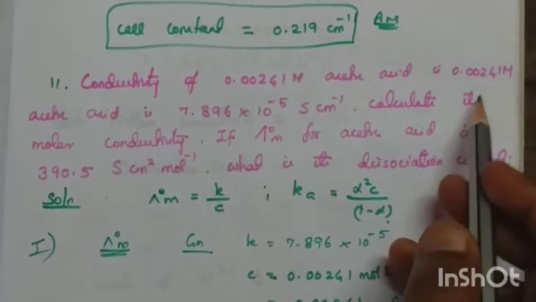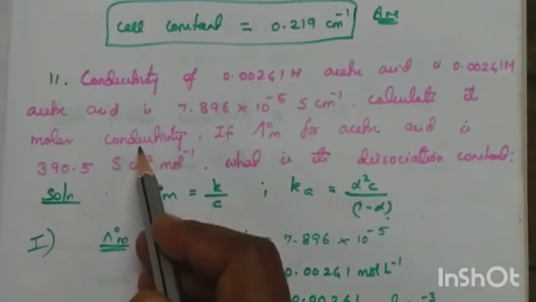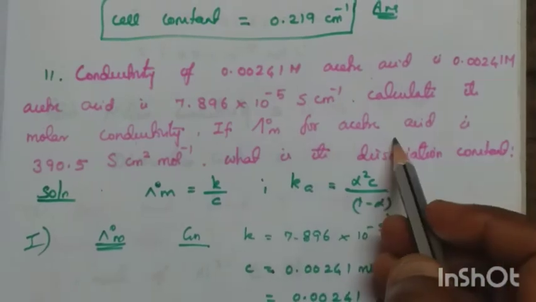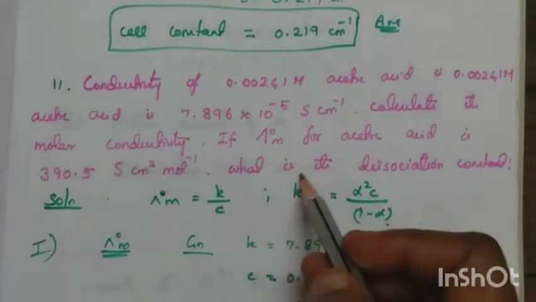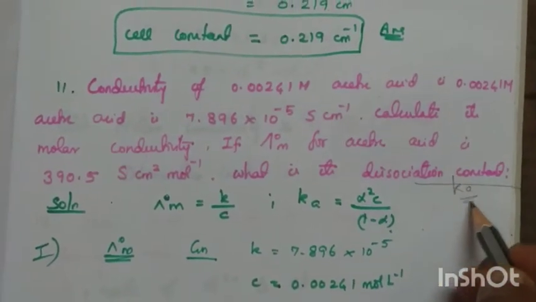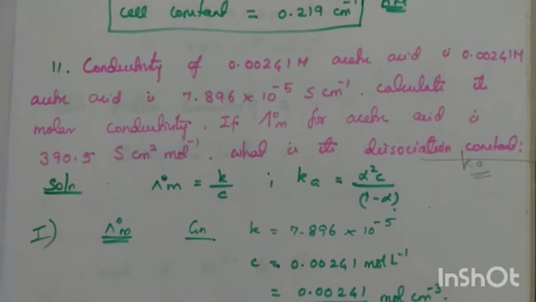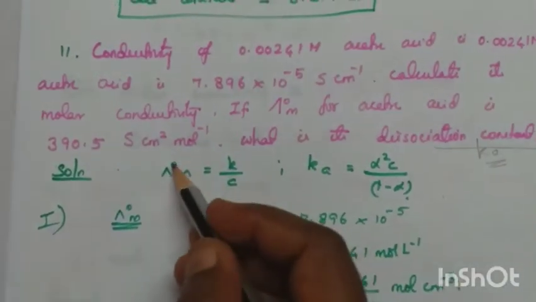Calculate its molar conductivity. The concentration of acetic acid is given, and the limiting molar conductivity is given. We have to calculate the molar conductivity, and then what is its dissociation constant, Ka. So we need to calculate the molar conductivity, delta m.